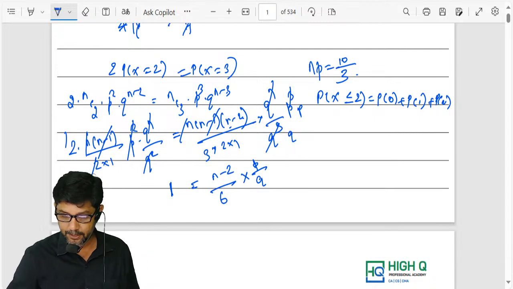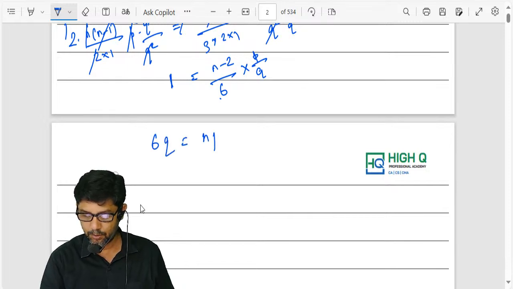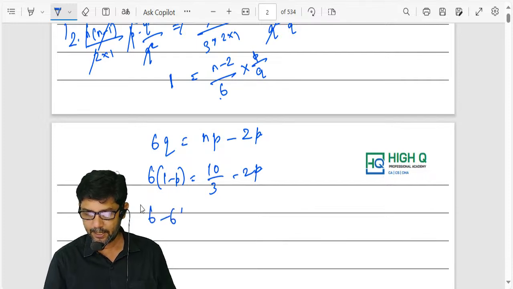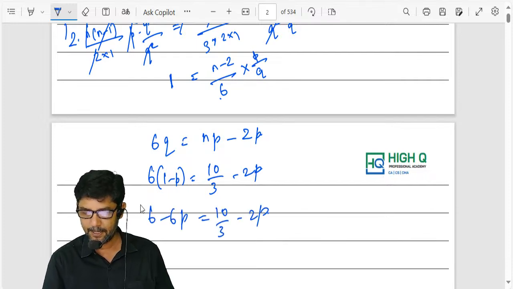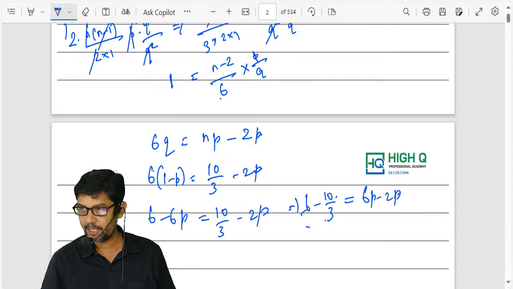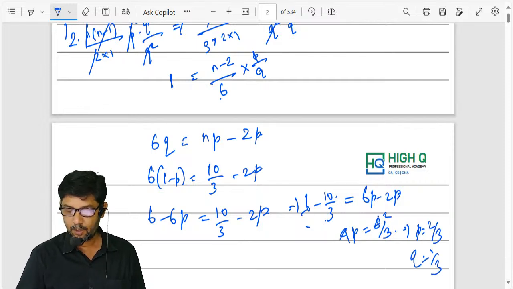Now open the brackets. 6Q, let us cross multiply. 6Q is equal to NP minus 2P. Correct? So 6 into 1 minus P. NP is 10 by 3 minus 2P. 6 minus 6P is equal to 10 by 3 minus 2P. Bring it to the right hand side. So 6 minus 10 by 3 is equal to 6P minus 2P. 18 minus 10 is 8, so 8 by 3. 4P is equal to 8 by 3. Therefore P is equal to 2 by 3. Q is equal to 1 by 3. Now what is NP equal to?